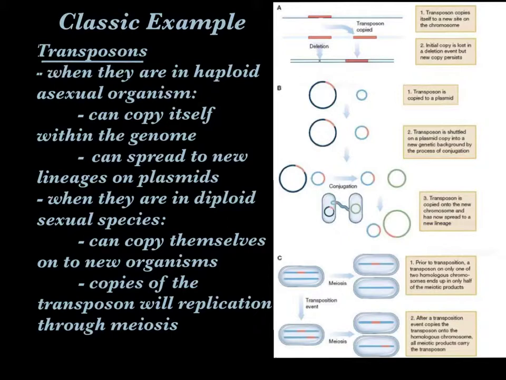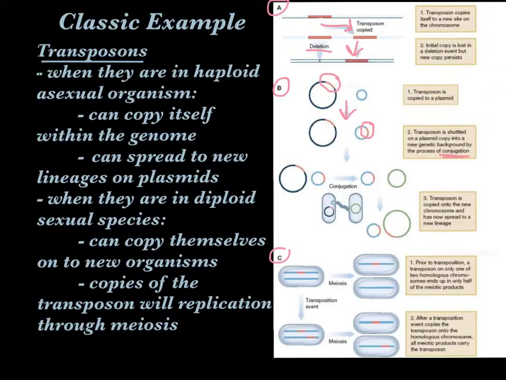If you look at the picture to the right, we have three processes that favor transposition. In the first picture, there is a transposon that copies itself to a new site on the chromosome. The initial copy is lost in a deletion event, but the new copy persists. In the second picture, we have a transposon that is copied to a plasmid. A transposon is shuttled on a plasmid copy into a new genetic background by the process of conjugation. The transposon is copied onto the new chromosome and has now spread to a new lineage.